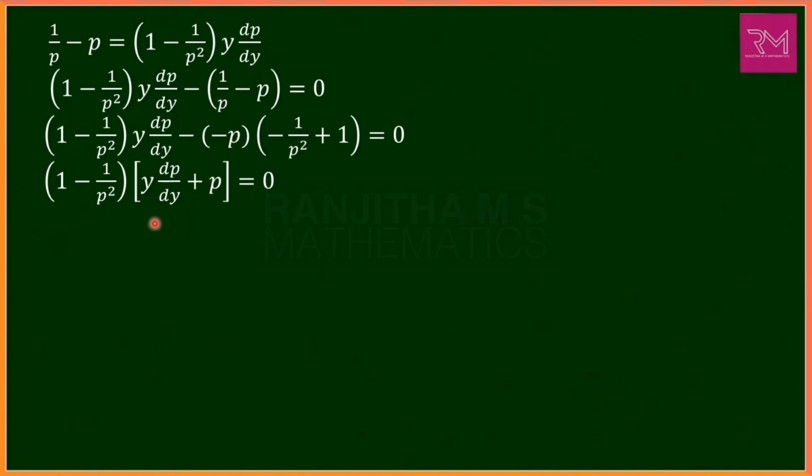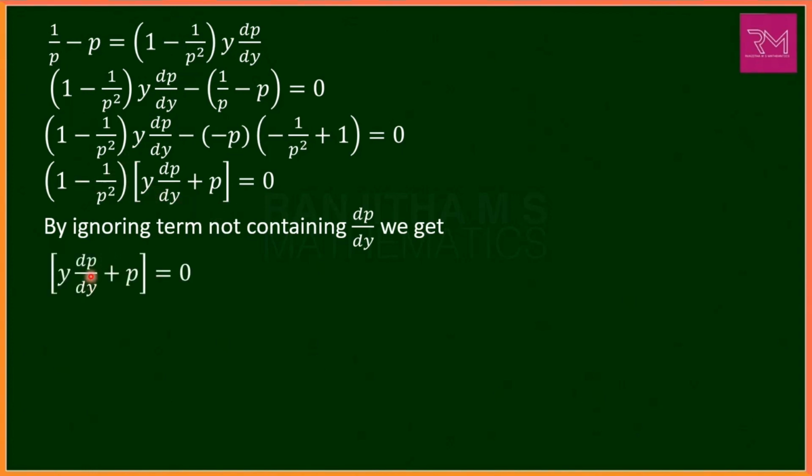Next step, the next step of the solver for x is that you have to neglect the terms not containing dp by dy. Here 1 minus 1 by p square equal to 0, and also y into dp by dy plus p which is equal to 0. But we have to neglect the terms not containing dp by dy. Here this is a term not containing dp by dy, so we can neglect this term and take only this term, that is y into dp by dy plus p, which is equal to 0.